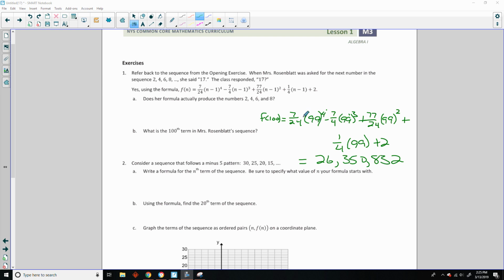Okay, so this took a really long time, so I just did it behind the scenes. F of 100 would be 7 over 24 times 99, because 100 minus 1 is 99, to the 4th, minus 7 over 4 times 99 cubed, plus 77 over 24 times 99 squared, plus 1/4 times 99 plus 22, and it comes out to be 26,350,832.